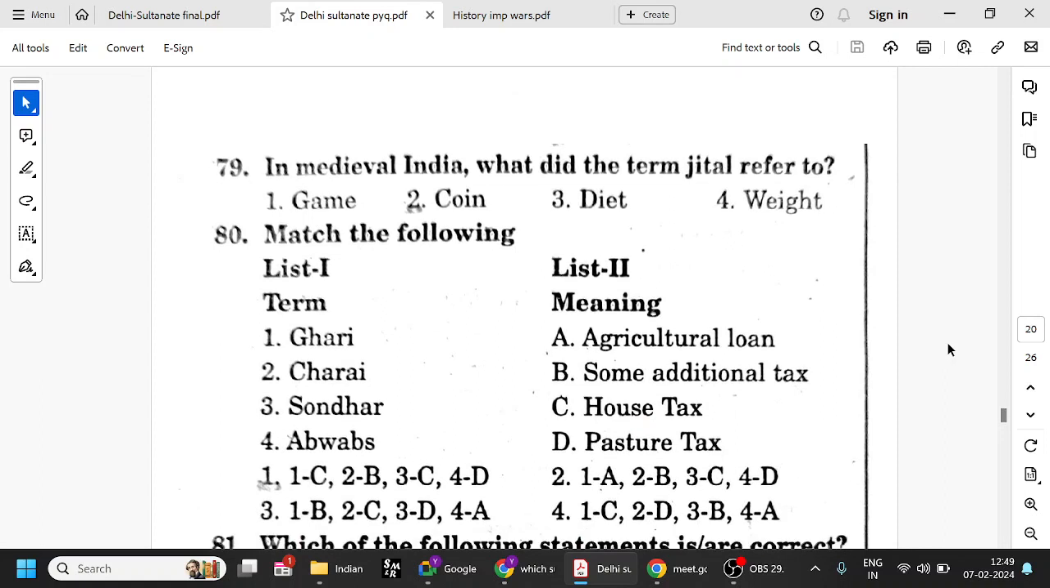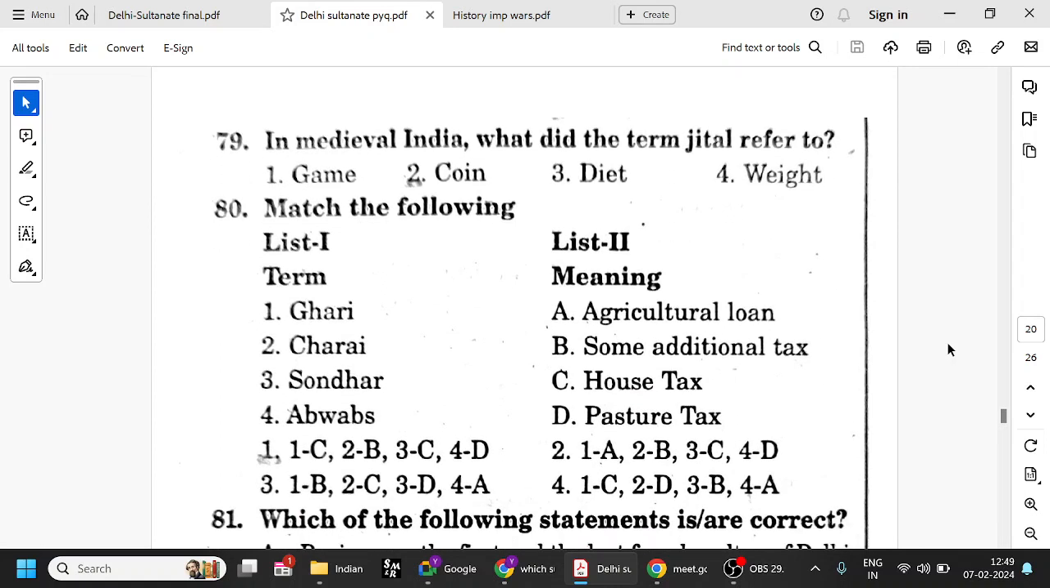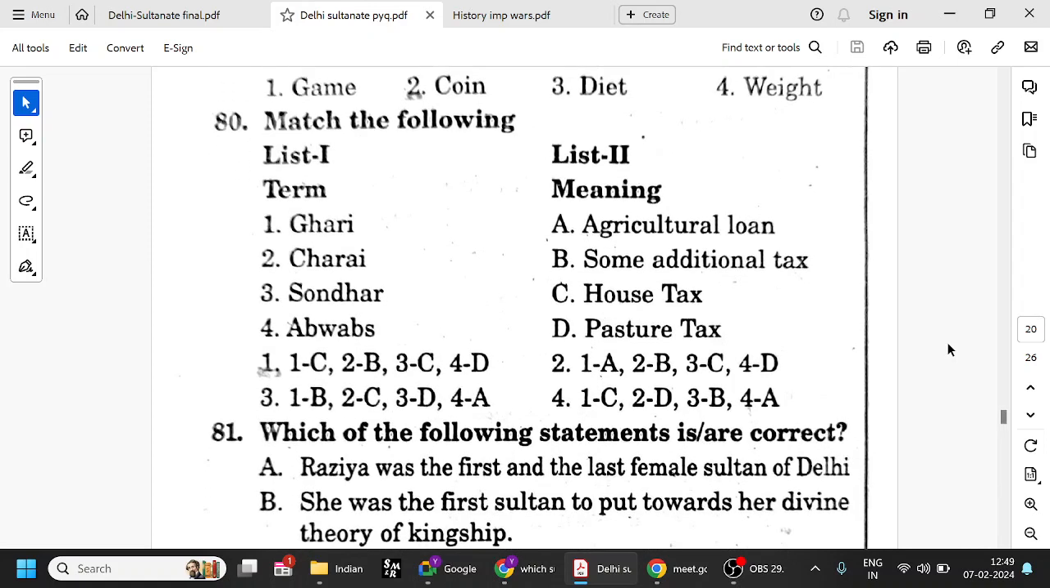In medieval India, what did the term Jital mean? We've seen already. Nishka, Jital, they are all coins. Jital is also a coin.